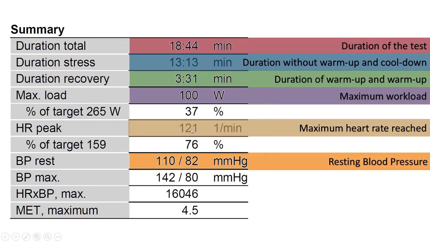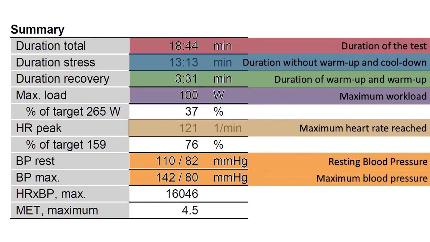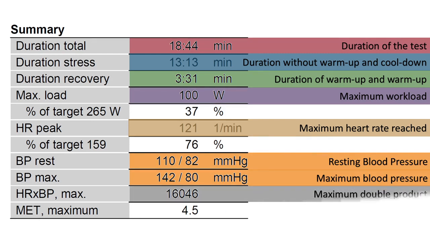Alright, then we get the resting blood pressure value, which was 110 over 82, and then we get blood pressure max, which was 142 over 80. Then we get the double product, or rate pressure product, the maximal double product, which is indicative of how hard the heart is pumping, or also the myocardial oxygen need. Alright, so this is of clinical importance because we can use it in cardiac rehab. This is the maximal double product.